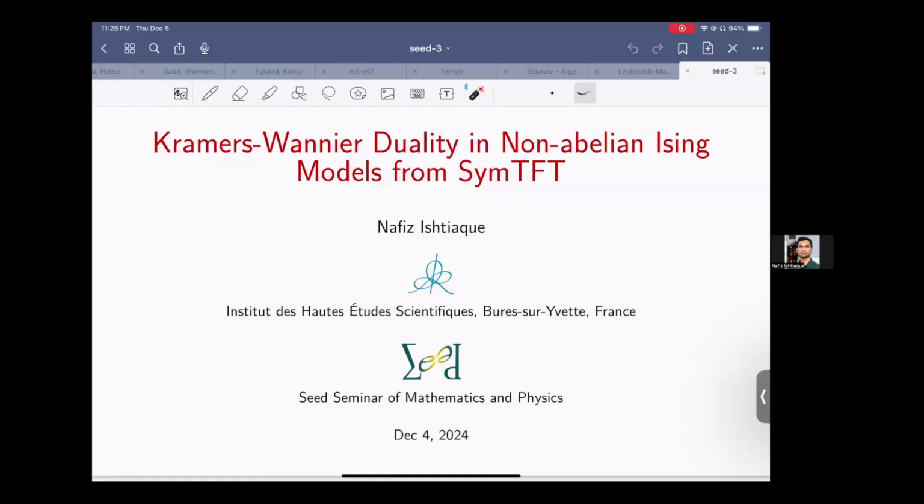Kramers-Wannier, which is usually presented as a duality between a low temperature theory and a high temperature theory, is an important aspect of Ising models, usually with abelian global symmetry. Today, I would like to talk about how we can generalize this definition of Ising models to have finite group non-abelian symmetry or even non-invertible symmetry, and how we can generalize the notion of Kramers-Wannier to these theories.